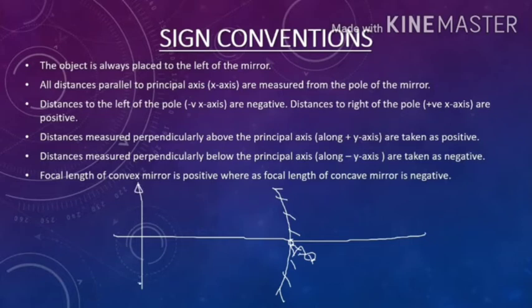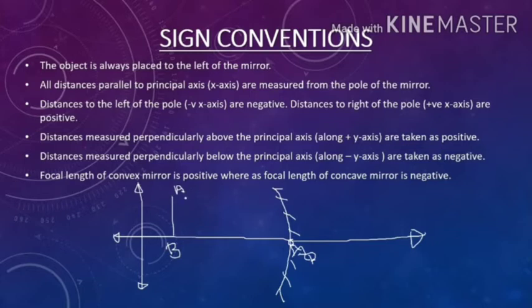Okay, so this is our y axis and this is our x axis. The distances perpendicularly above the principal axis, so let this be an object, that is AB. Let this be A and let this be B. So AB is an object, so how can we measure it?